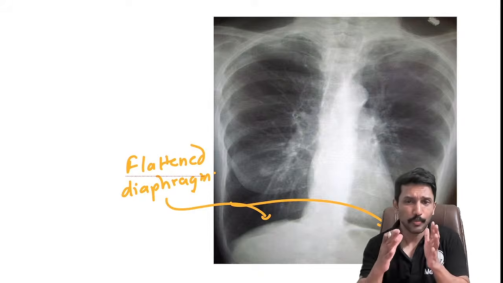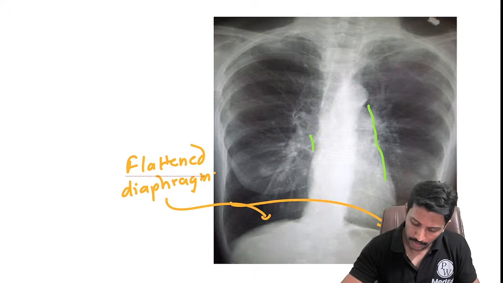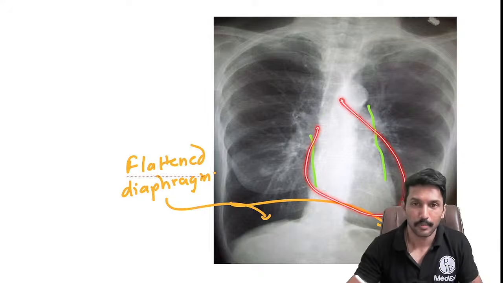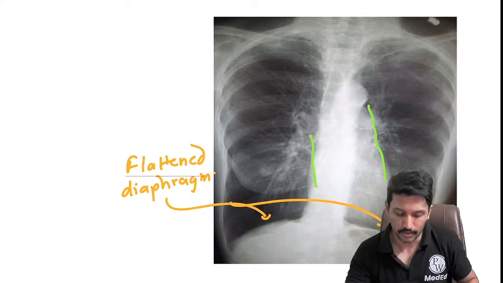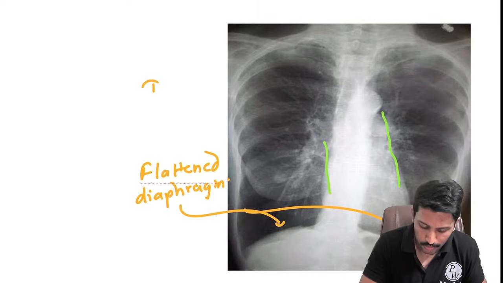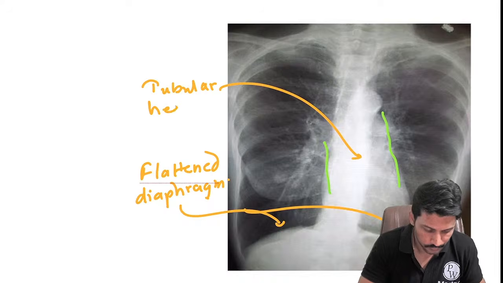Number two, the heart appears like it is squeezed from both sides. A normal heart is like this, but here it appears squeezed from both sides, what you call a tubular heart. So what do you think these findings are pointing towards? Are they pointing towards lung cancer or are they pointing towards COPD?